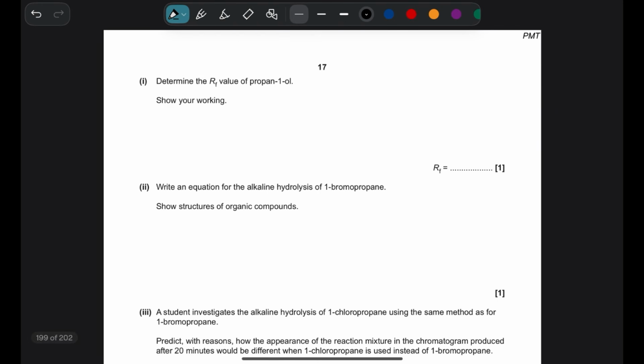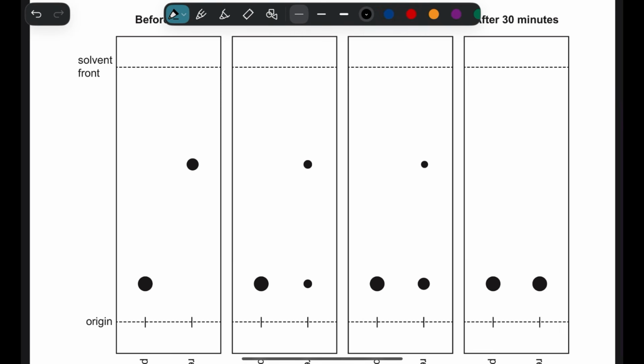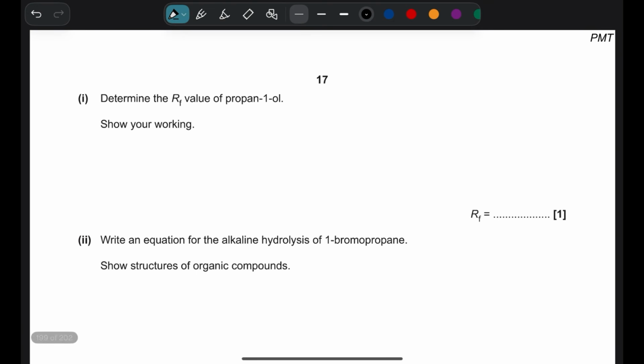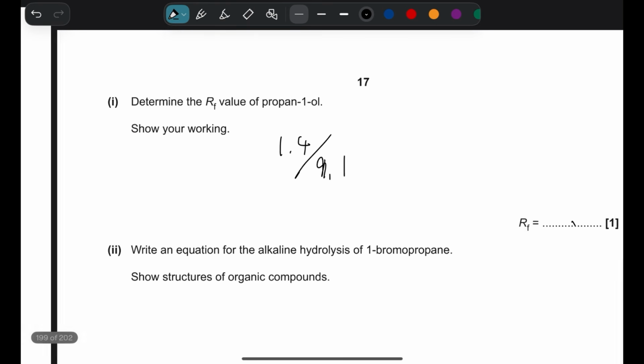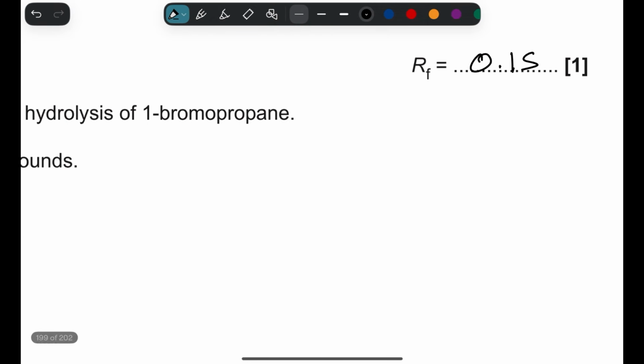So if we are determining the retention factor for propan-1-ol, we need to get our rulers out and measure the length of this line from the origin to the solvent front, which happens to be 9.1 centimeters, and also the line from the origin to propan-1-ol, which is 1.4 centimeters. So for your retention factor, you do 1.4 divided by 9.1, and that should give you your answer. So your answer is going to be 0.15. Yeah. I have a tendency to shout.